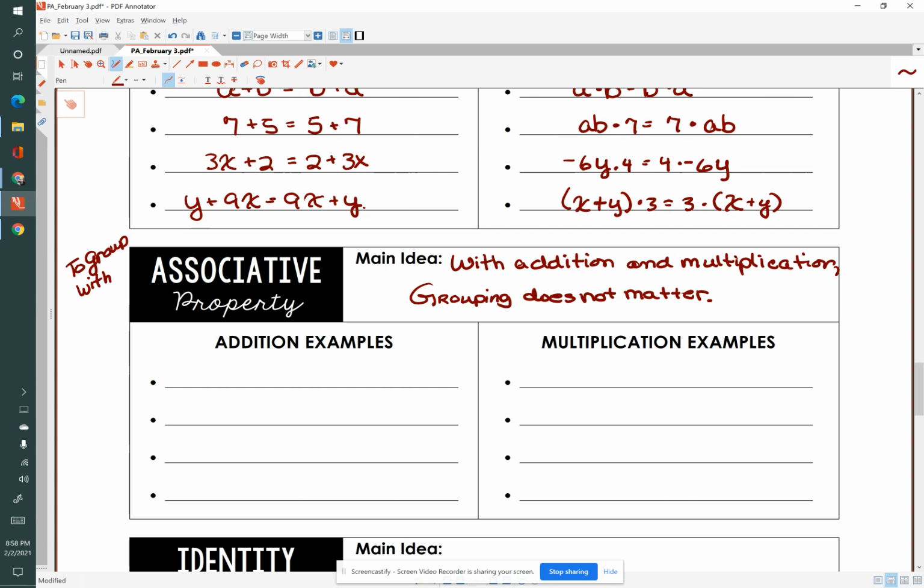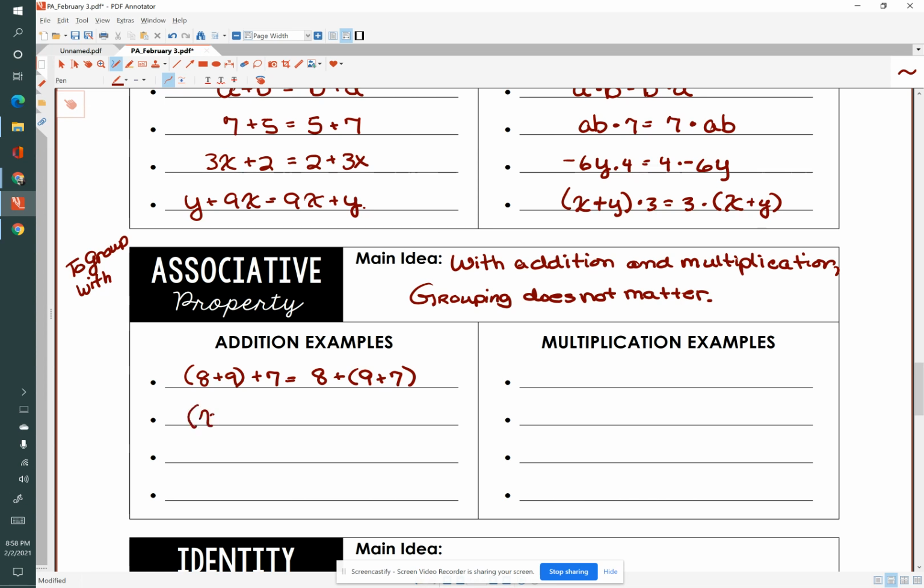Some addition examples. We could have the quantity of 8 plus 9 and then added to 7, or we can ungroup the 8 plus 9. We can have 8 plus the quantity of 9 plus 7. So in terms of GEMS in the order of operations, 8 plus 9 is 17, plus 7 is 24. Or we could have here 9 plus 7 is 16, plus 8 is 24. Either way, they both equal 24.